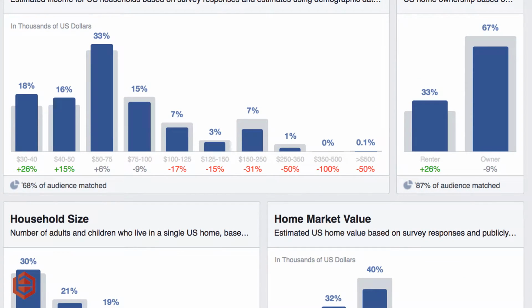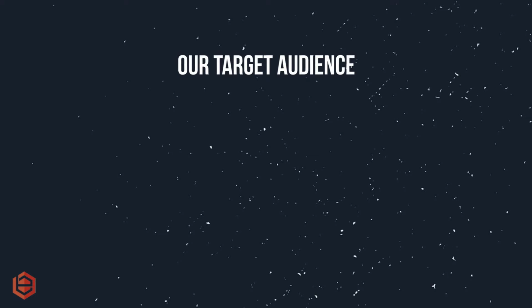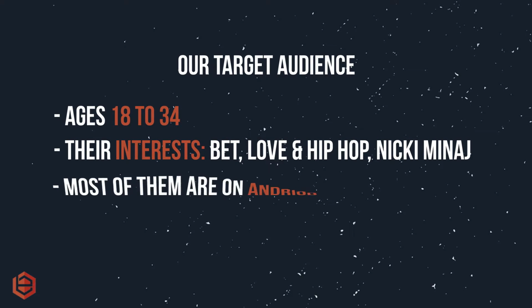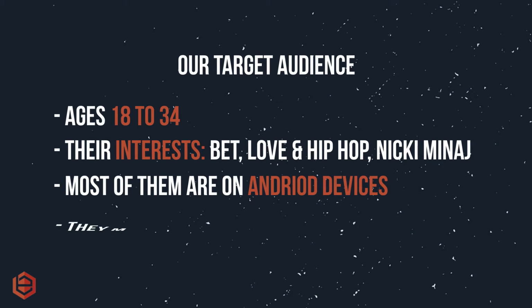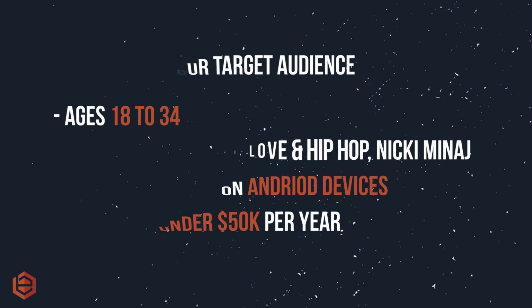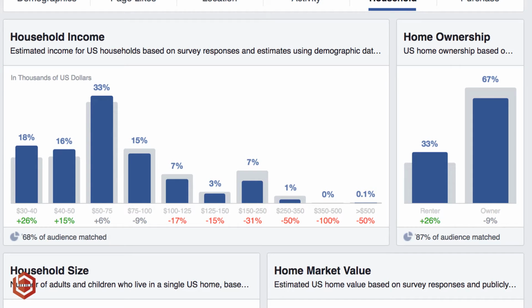So if we just pause here for a second and we think, okay, we're talking about people who are primarily between the ages of 18 and 34. We know their interests, some of the shows that they like, some of the music they like to listen to, and we know that a disproportionate amount of them are using Android devices, and they make under $50,000 a year, usually between $30,000 and $40,000 a year. So we're piecing together a nice picture in a matter of minutes of who our audience is.